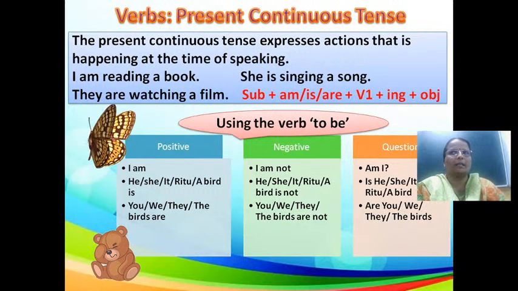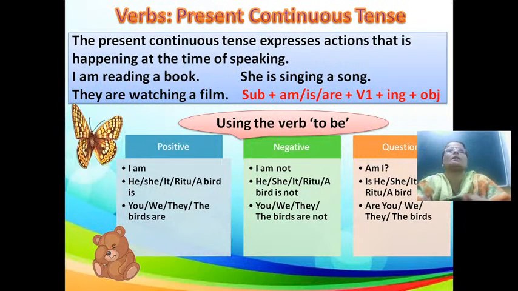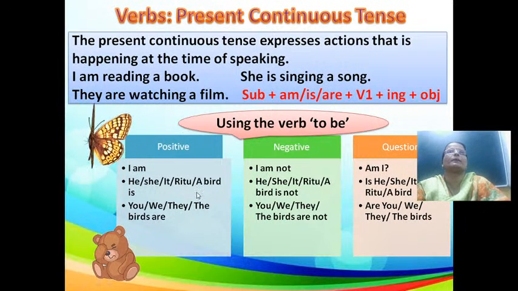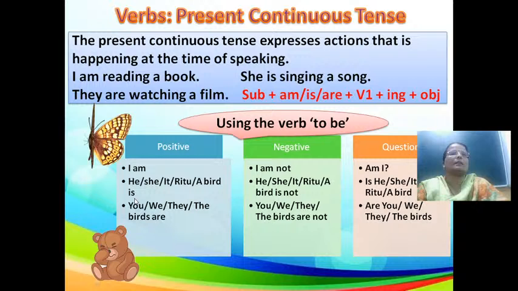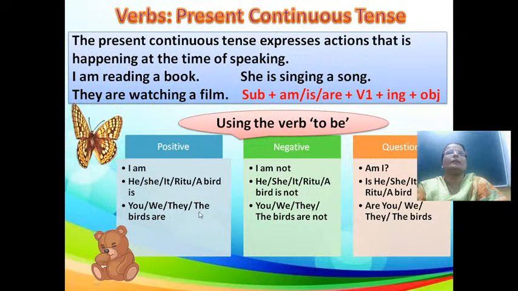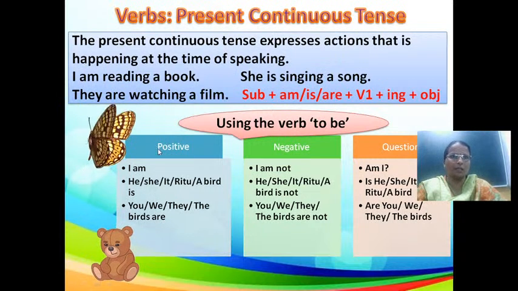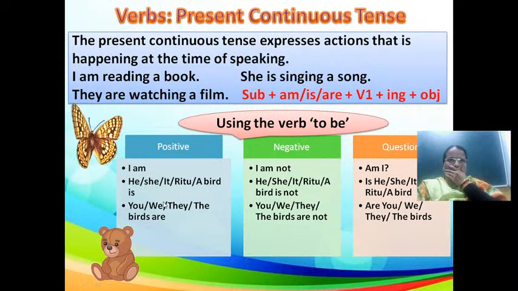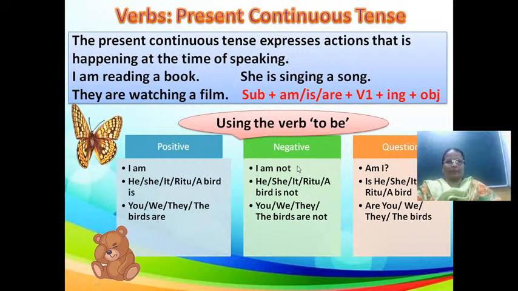Okay. And then the ing form of the verb plus object. Now look at this positive column, first one. I am, he, she, it, Ritu, a bird, is. This is what I was telling you. You, we, they, the birds are. So with these subjects in positive sentences, you have to use am, is and are. With what subject you have to use am, with which subject you have to use is, and are is given in this particular table.